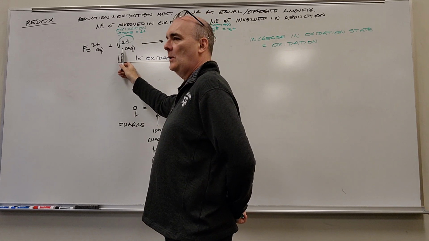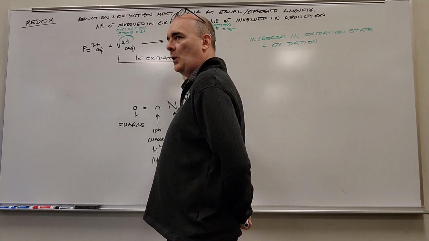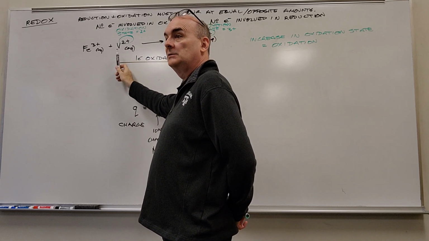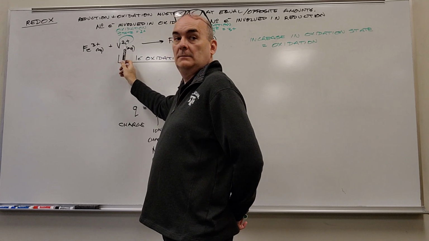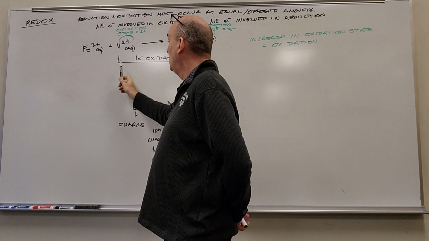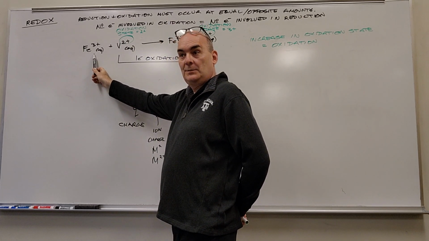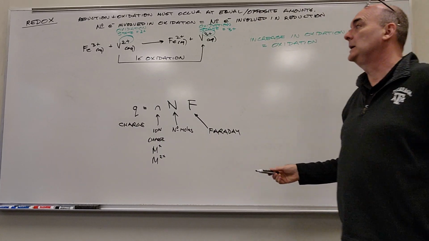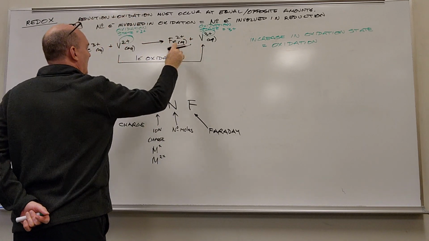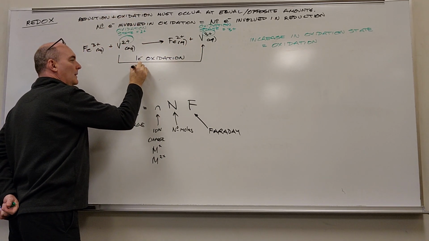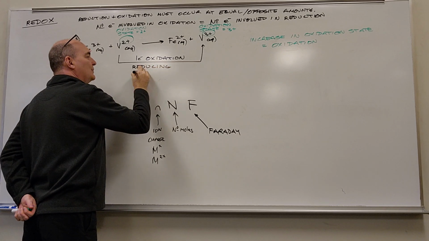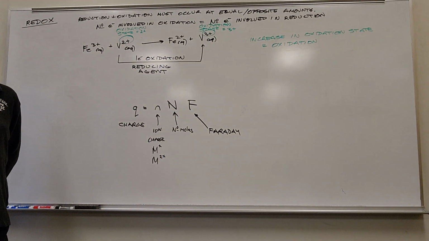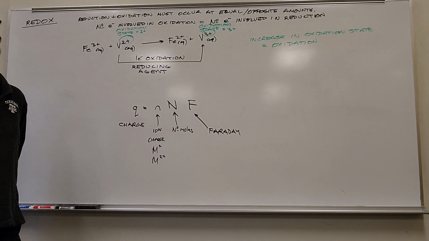This vanadium is going from 2+ to 3+. Oxidation state is going up. That is an oxidation. Those electrons that it's losing get picked up by the iron, and the iron gets reduced, which means that the thing being oxidized is a reducing agent, often called a reductant.